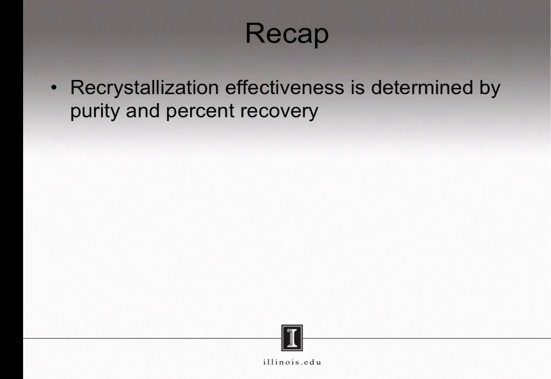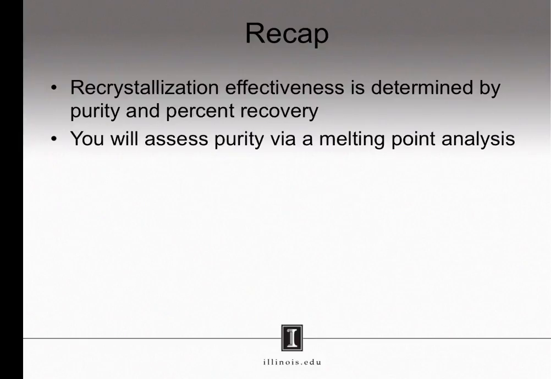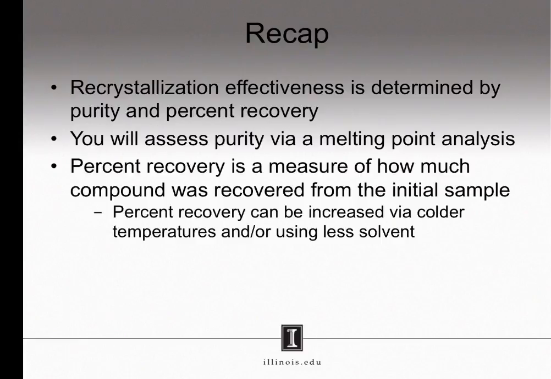To recap, recrystallization effectiveness is determined by the purity of the isolated compound and how little compound was lost to the solvent through the use of percent recovery. You will assess the purity of a compound via a melting point analysis in this experiment. We will talk about melting points more in the melting points webcasts. Percent recovery is a measure of how much compound was recovered from the initial impure sample. You can increase your percent recovery using colder temperatures when chilling your solvent and/or using a lower volume of solvent.